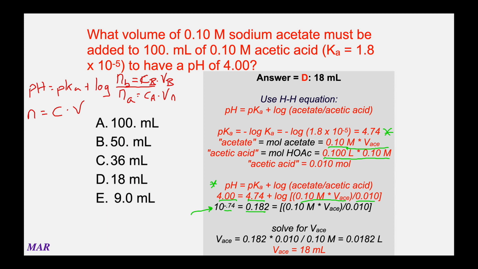And that equals 0.10 times V divided by 0.010. You want to solve for the volume of the acetate. So 0.182 times 0.01 divided by 0.10 comes out to be 0.0182 liters. Because I used liters with the acid, my answer came out in liters. If you use milliliters, you'll get milliliters right away. Anyway, 2 sig figs, 18 milliliters.